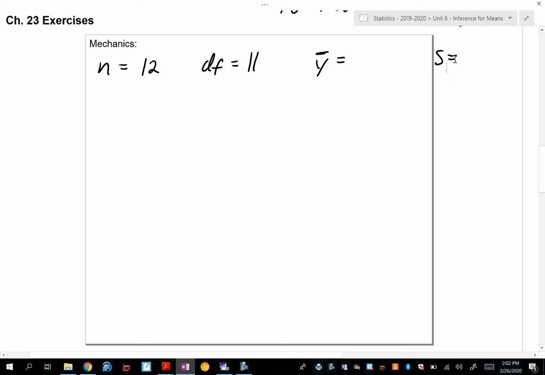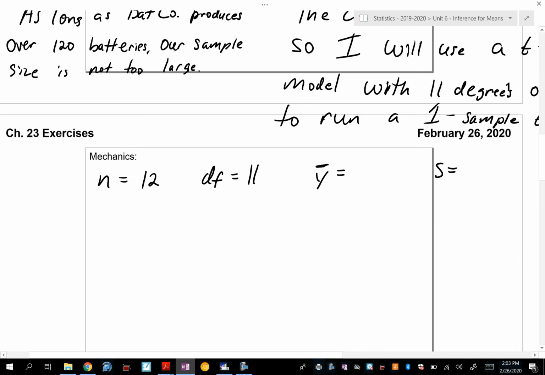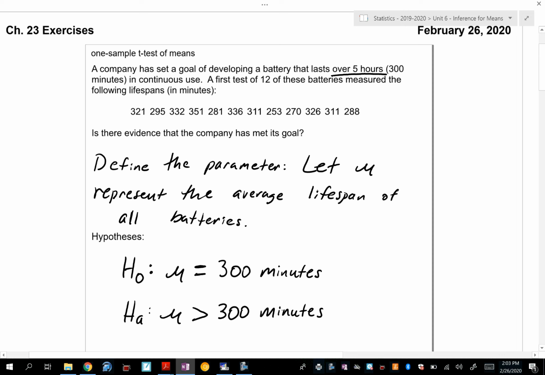So what I want you to do is hit data. Hit data. And we're going to type in those 12 numbers. I'll put them back on the screen for you. So 321, enter. 295, enter. 332, enter. 351, enter. 281, enter. 336, enter. 311, enter. 253, enter. 270, enter. 326, enter. 311, enter. 288, enter. All right, I got my 12.